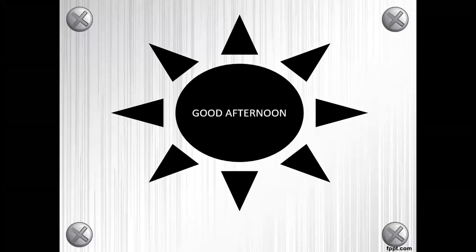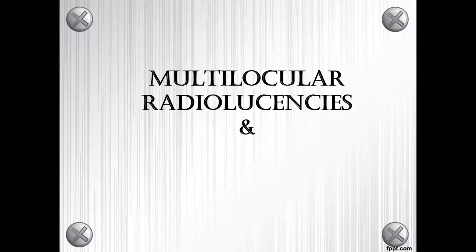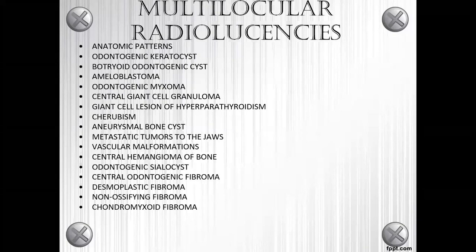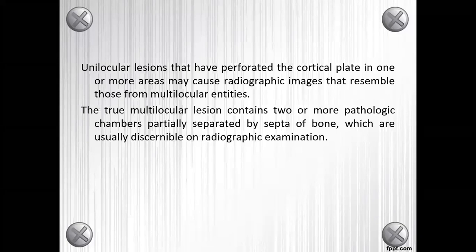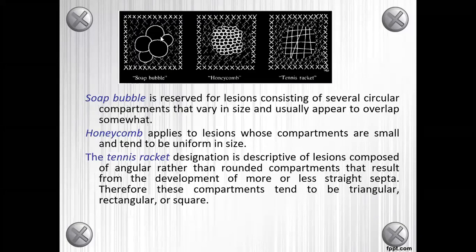So today's class will be dealing with multilocular radiolucencies. Now, what do you understand by the term multilocular? When you say multilocular, it is nothing but there are multiple locules. If you look at this picture, the soap bubble appearance, there are 1, 2, 3, 4, 5, 6 locules. So they are called multilocules, that is, small locules which coalesce together and form a radiographic image. That is called multilocular.